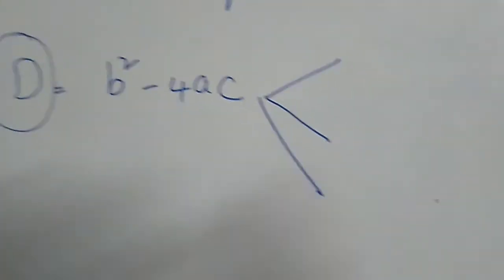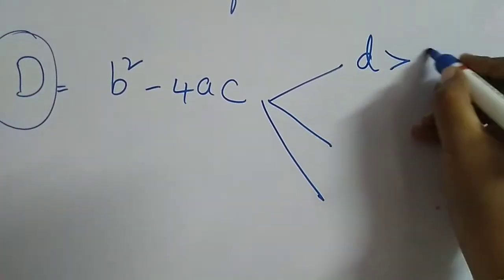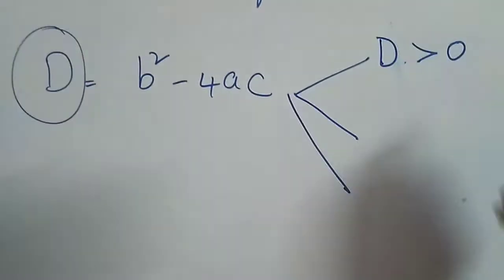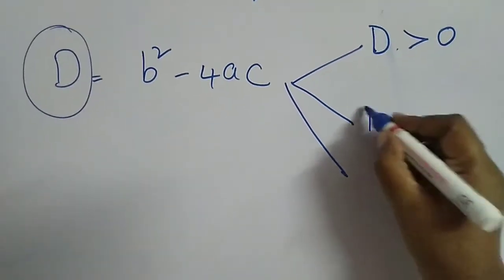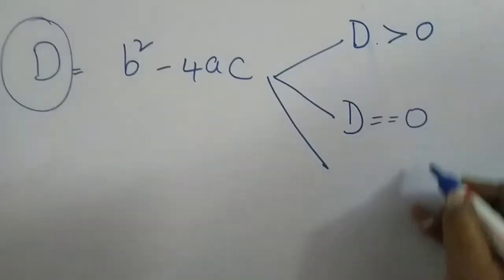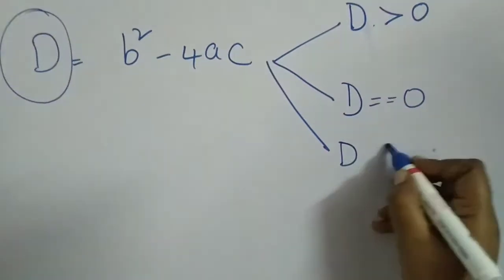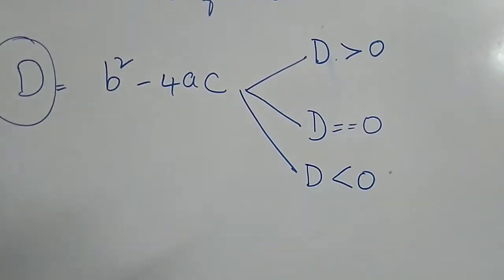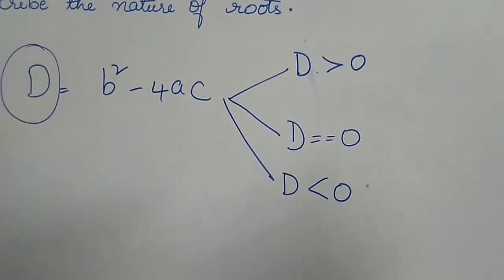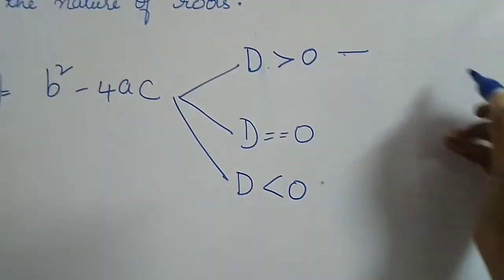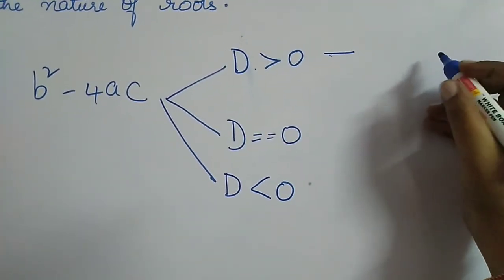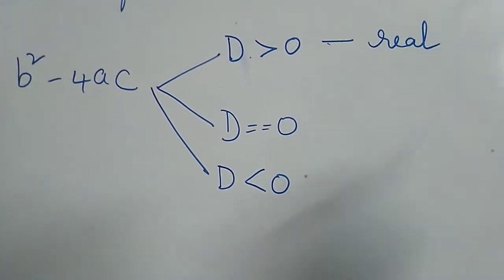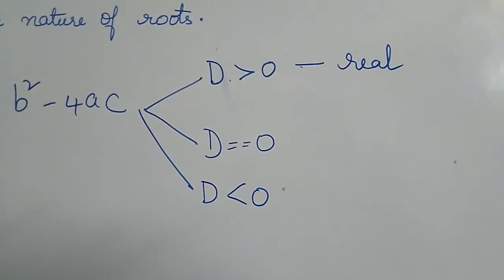The first outcome is if d is greater than 0. Capital D is greater than 0, and the next outcome is it can be equal to 0. And the next outcome is it is less than 0. So there is a positive number, equal to 0, and a negative number. If it is greater than 0, then there will be two roots and the roots are real.